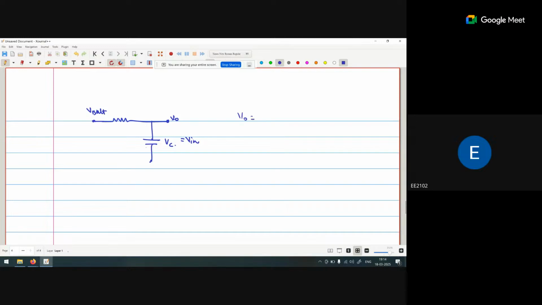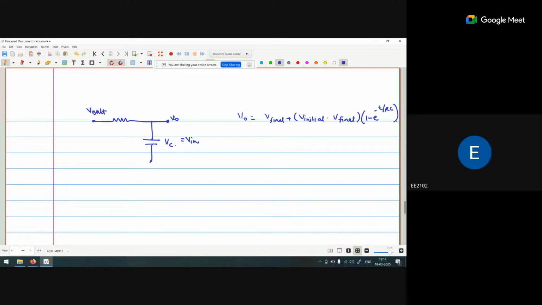Okay, so I think you are aware of the equation. V0 is equal to V final plus V initial minus V final, times 1 minus e raised to the power minus t by RC. Are you aware of this formula? Yes, sir. Okay.